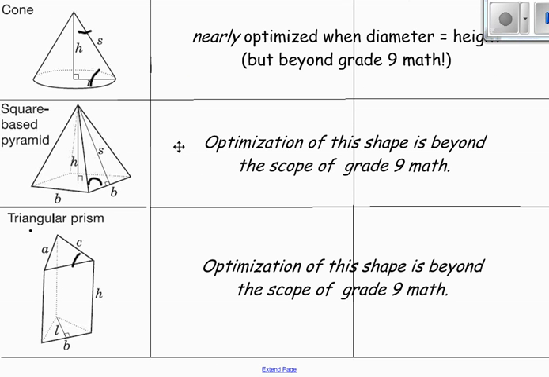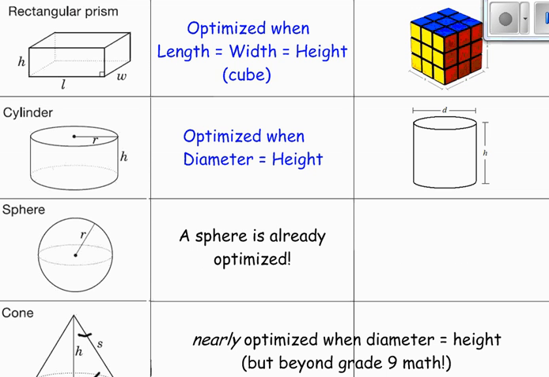And in grade 9, we're not going to worry about optimizing cones, square-based pyramids, or triangular prisms, because the math behind that is a little harder than we need to deal with. But you'll have fun in calculus when you look at optimization really intently.